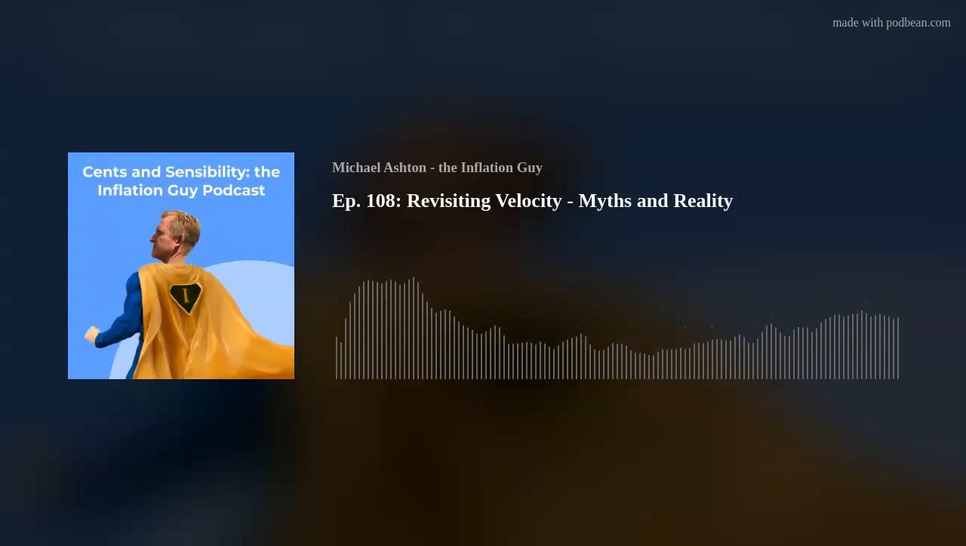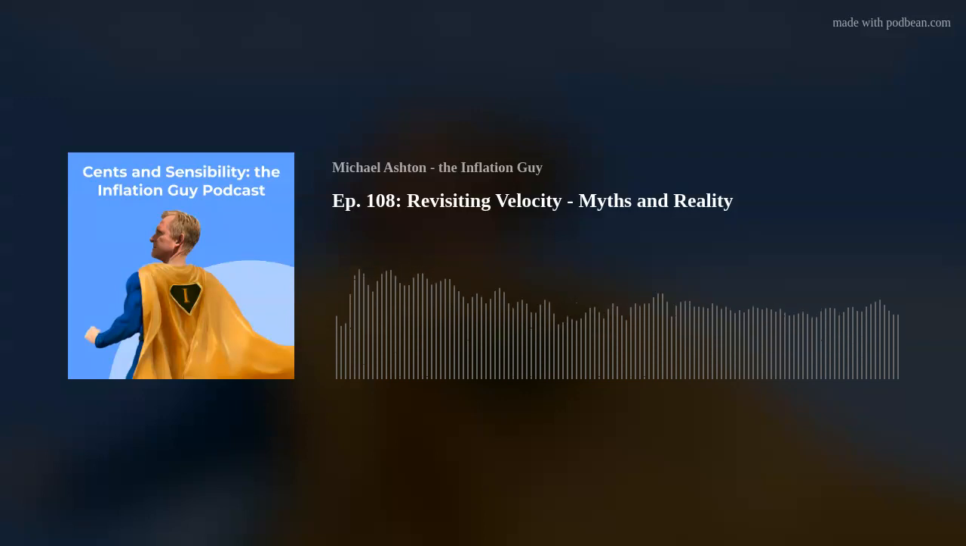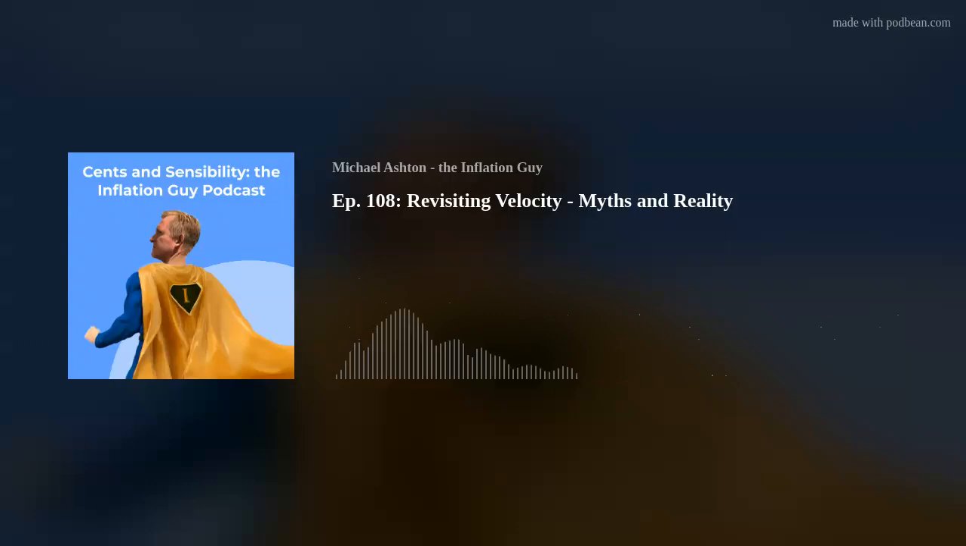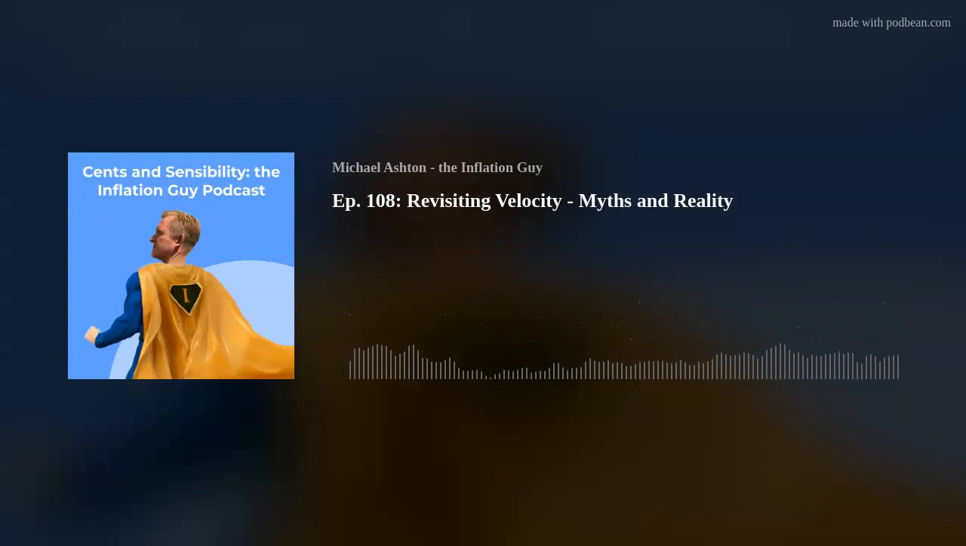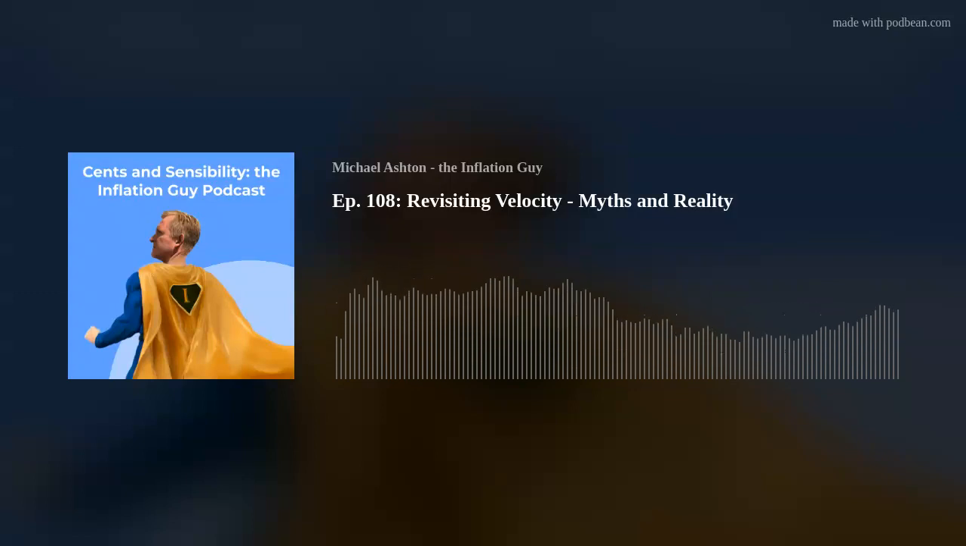So let's talk about velocity. This comes up periodically because velocity is important if you're a monetarist. What is velocity? What is monetary velocity? Well, the first thing that you have to say is that it's a plug number. So we go back to the MV equals PQ basic monetarist equation. And the way we calculate velocity is, we don't go out and independently measure velocity in any way. It's simply the residual. We measure M.